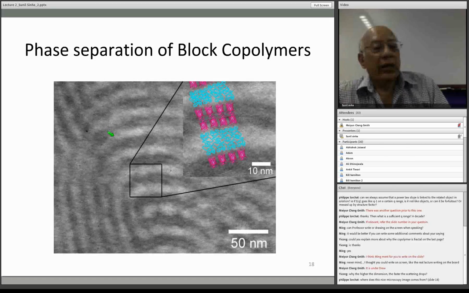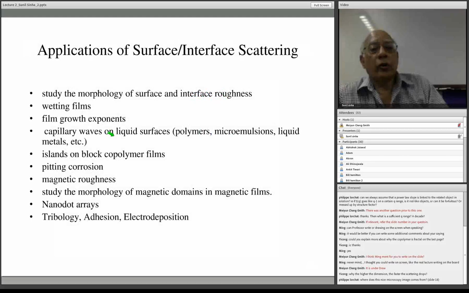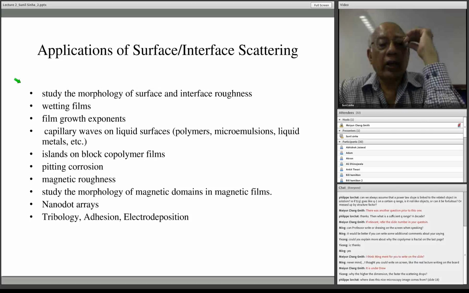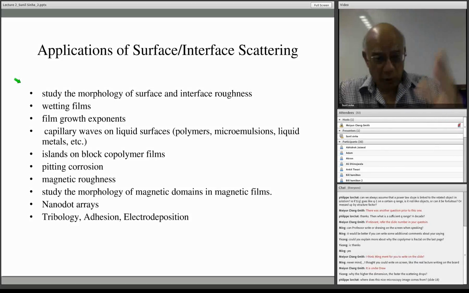All right, I think maybe we should go on because we only actually have formally another 10 minutes or so. So let me just start the bit on surface scattering, and we'll have to finish up next time. We're done with small angle scattering. I'm going to talk about surface or interface scattering. Here's a list of things you can study with surface and interface scattering. I'm sure there are many more applications.